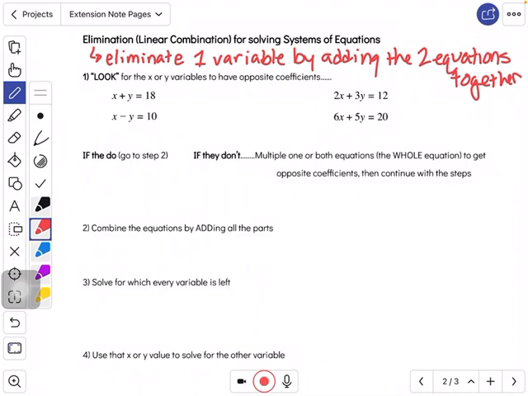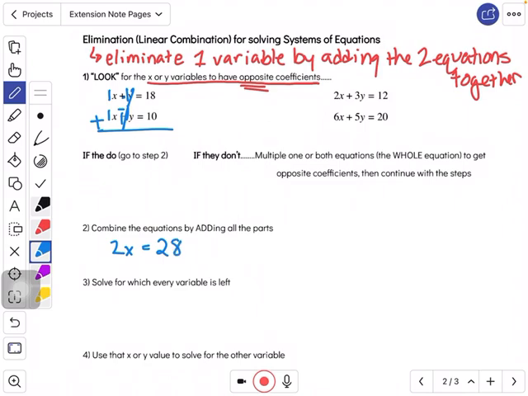So the thing you need here is for your x or y variables to have opposite coefficients. So here I have 1x and 1x. Same, not opposites. 1y, negative 1y. Opposites. So we can go here, where we combined our equations. So 1x plus 1x is 2x. 1y plus negative 1y is 0, cancels out, equals 28.